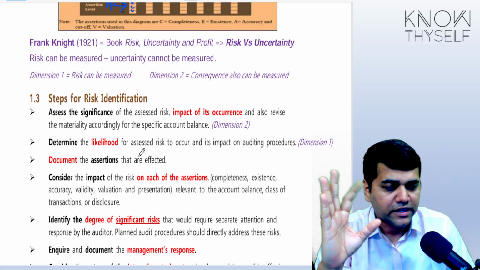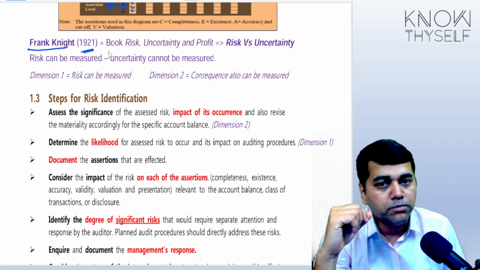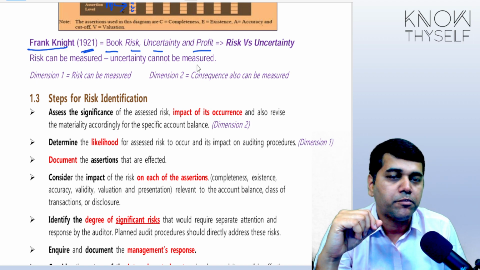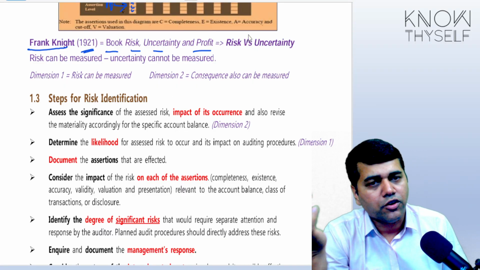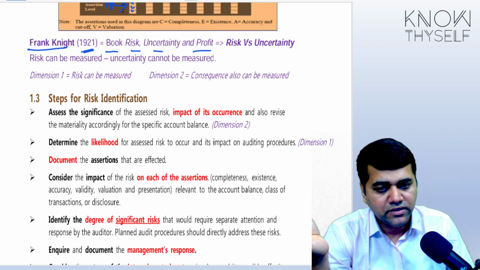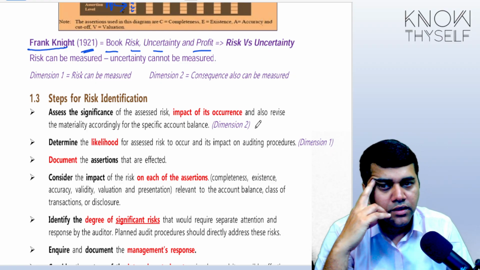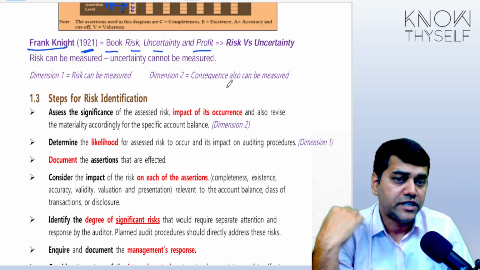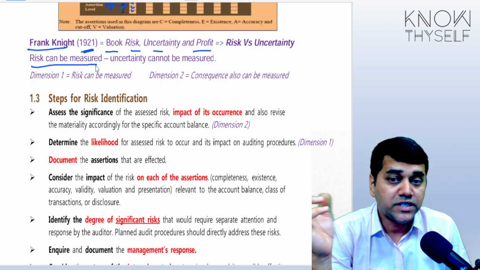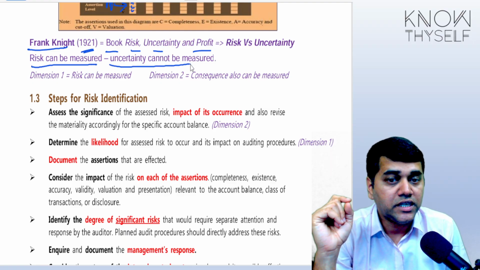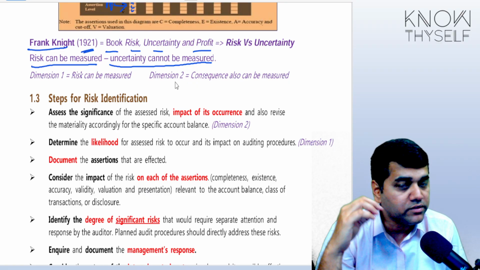Okay, students, a very fantastic concept. Frank Knight, in 1921, wrote a book called Risk, Uncertainty and Profit. And for the first time, he came up with a concept called risk versus uncertainty. Now, what is risk and what is uncertainty? Are both the same? He said no. He said risk is something which can be measured. Uncertainty cannot be measured.